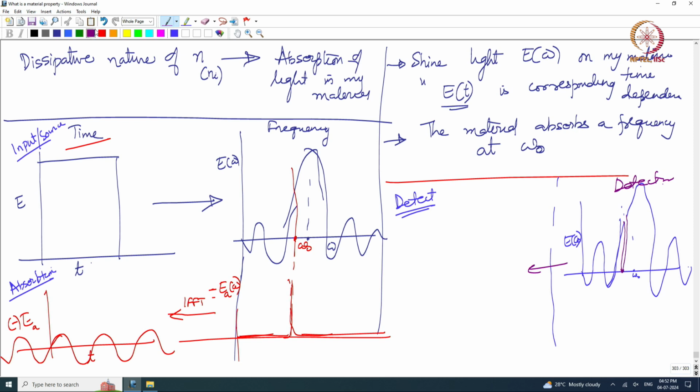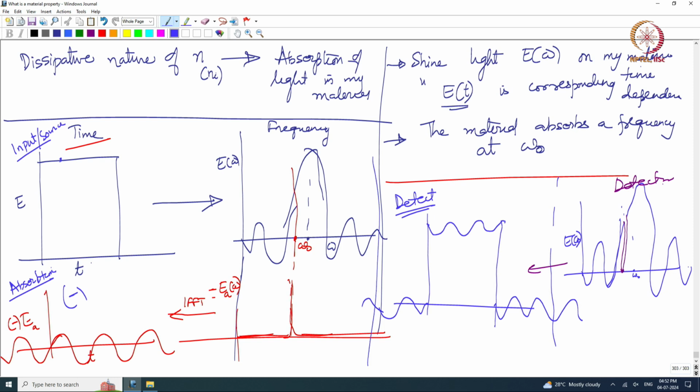What does the detector see in the time domain? The detector sees this minus this, right. So, that will be some sort of a function that goes like this here, and there is going to be some function that keeps going like this here, and there is also some function that keeps going like this. Okay. So, this is what I should detect in the time domain.